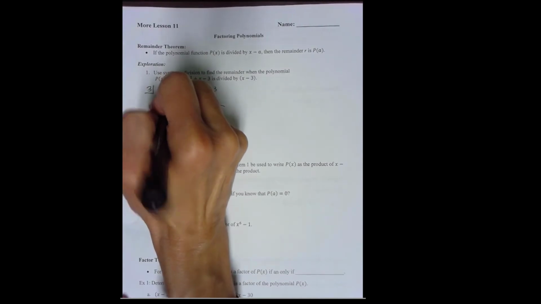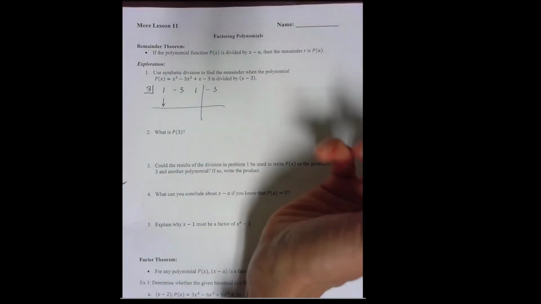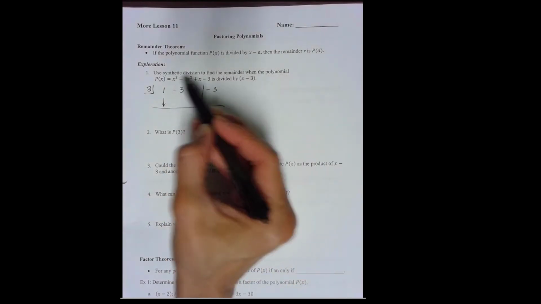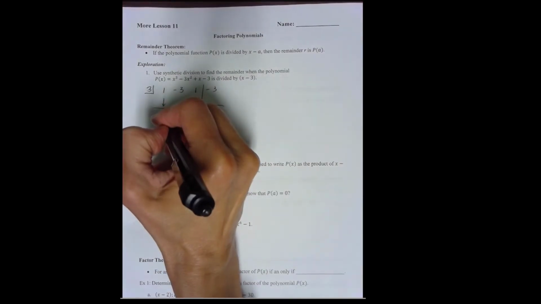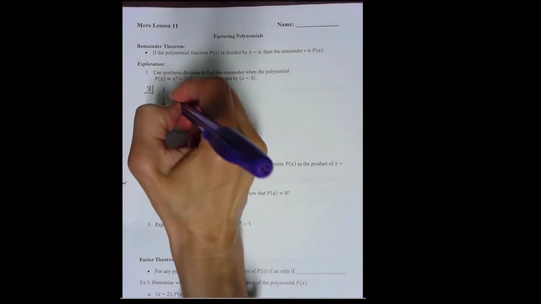We're going to always bring down the first coefficient, and the reason for that is because technically it's like dividing x cubed by x, and we know that the answer will be 1x squared. Okay, so we'll bring down that 1, and then we go through the process of multiplying. 3 times 1, answer goes here. Then we're going to go ahead and combine those two numbers. We have a 0.